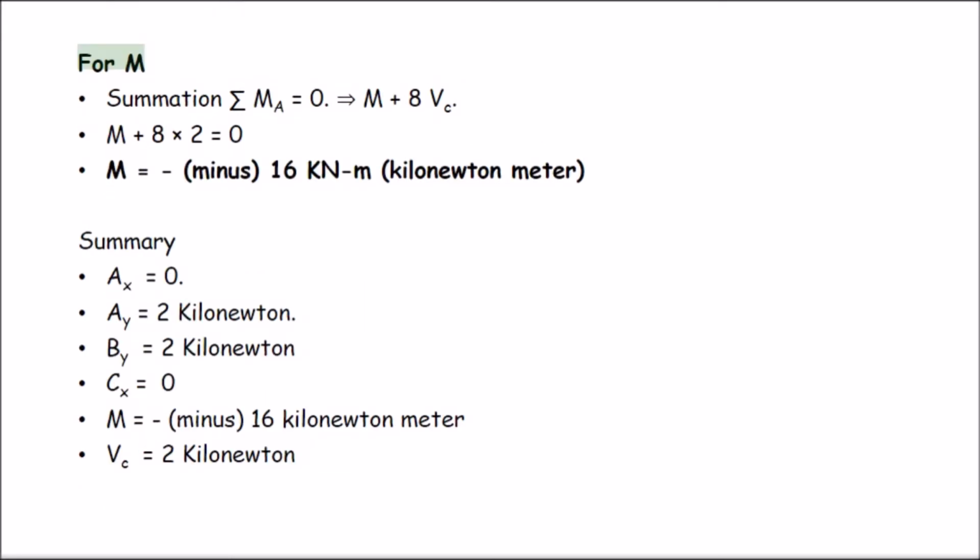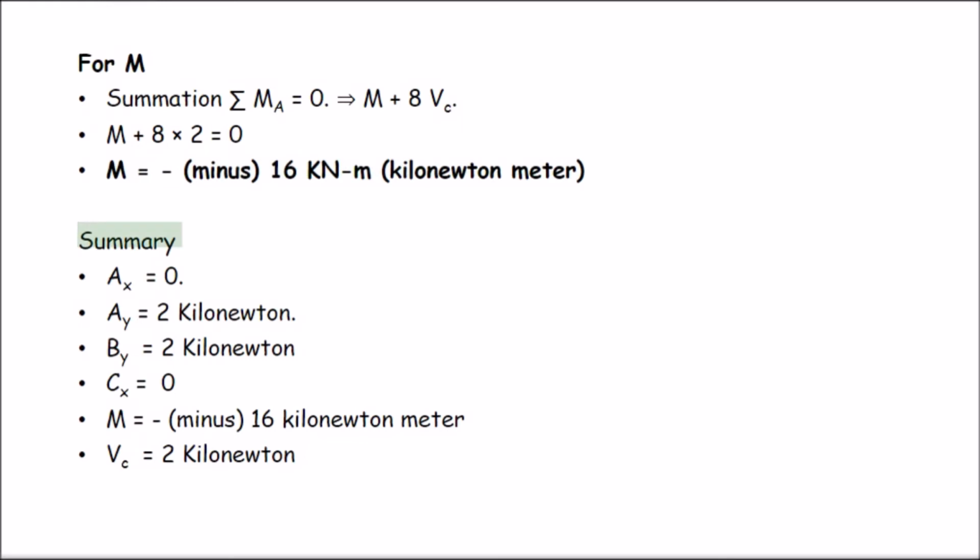4m. Summation M_A equals 0. M plus 8 V_C, M plus 8 times 2 equals 0. M equals minus 16 kilonewton meter.